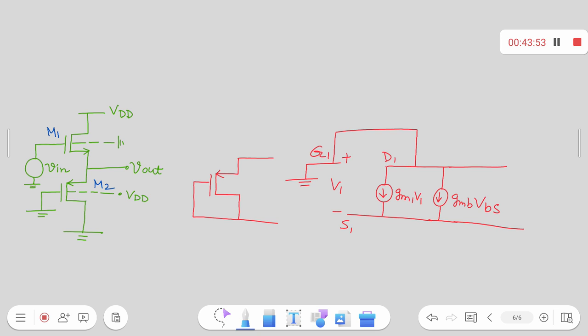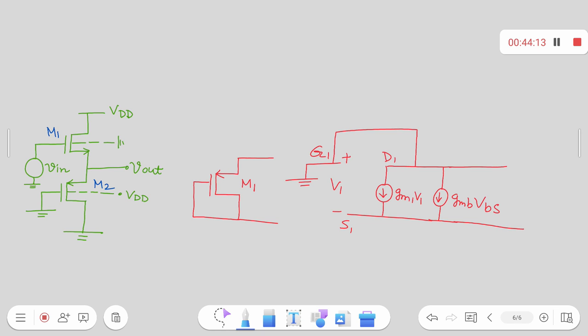What is VBS then? G1, D1, S1. Let's consider this first MOS, suppose some arbitrary MOS M1. Gate and drain, they are shorted.